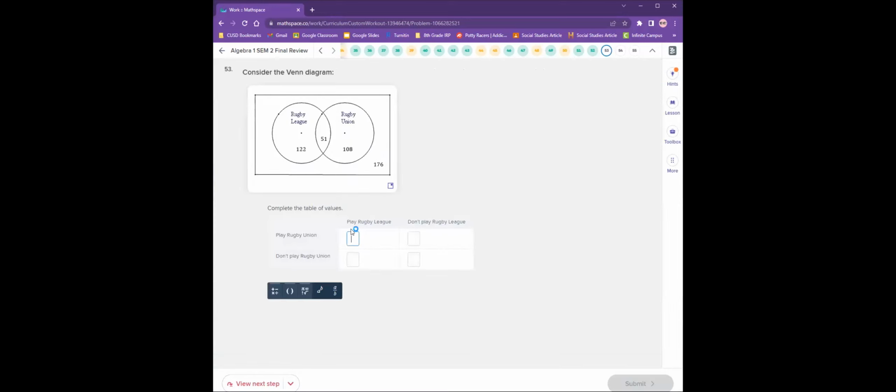Consider the Venn diagram. Play rugby union. Don't play rugby union. Wait, what? So don't play rugby league. Oh, wait. So play rugby union, play rugby league: 51. That's the both, yes. So play the rugby league is 122. Don't play rugby league is 108. And then don't play both is 176. 51, 108, 122, 176.